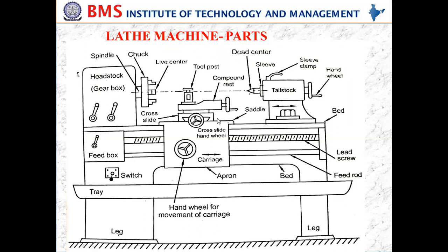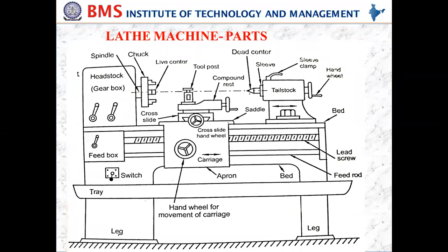And the apron is fitted beneath the saddle. This is called the apron, and it houses the gears, levers, hand wheels, and clutches to operate the carriage. In order to operate the carriage, we need to have the gears, hand wheels, and all those. So these are all mounted in the apron.